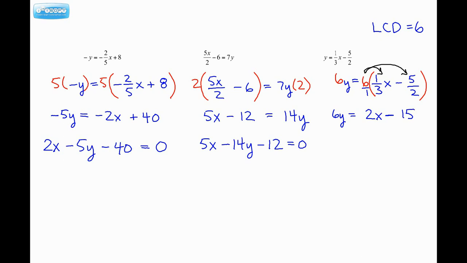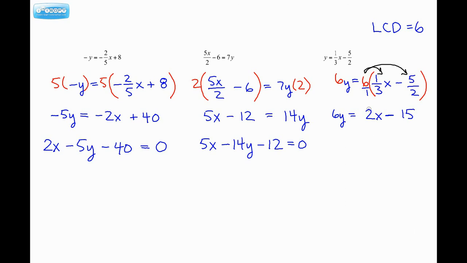If you're not comfortable with that, you can try this. 6 times 5 is 30. 1 times 2 is 2. So 30/2 reduces to 15. And again, I don't have to worry about this minus sign here because I already took care of that earlier. So the fractions are now taken care of.